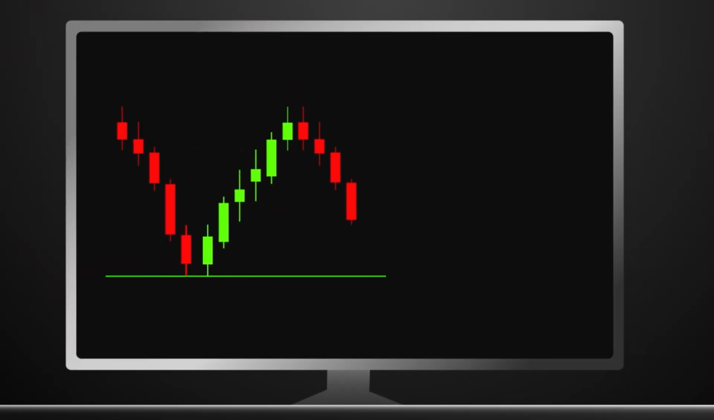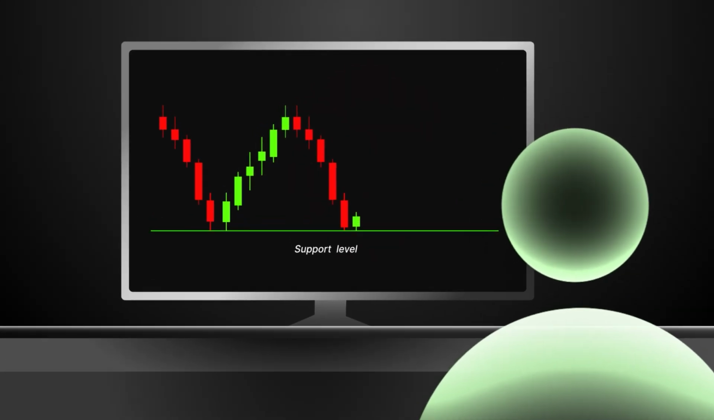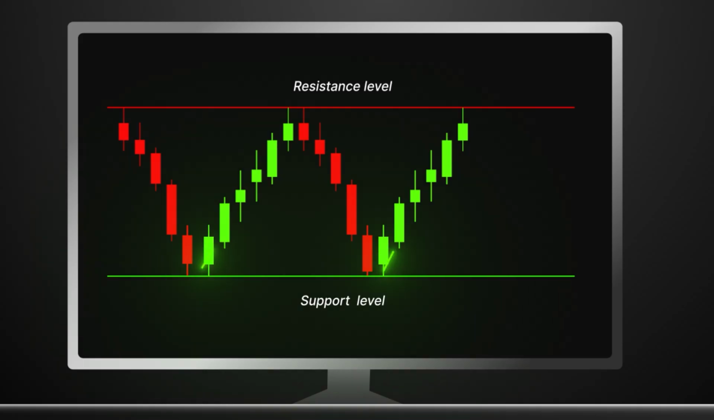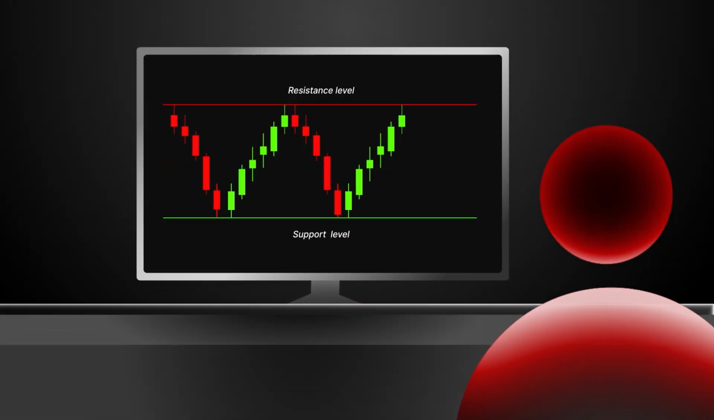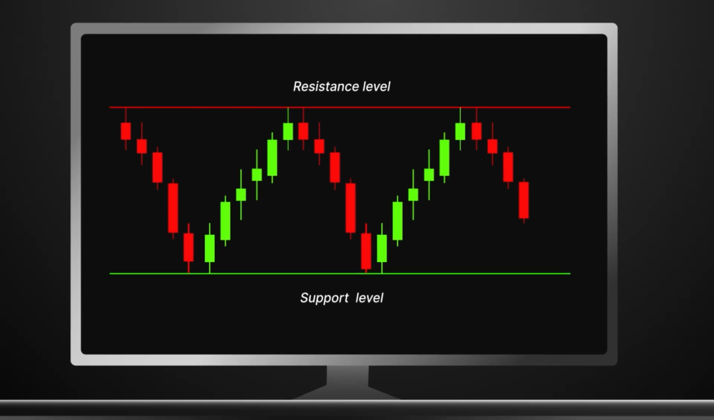Support is the level where price comes down and buyers become active. That means price tries to fall, but from that area, the market pushes upward again. Resistance is the level where price goes up and sellers become active. That means price tries to rise, but from that area, the market falls back again.